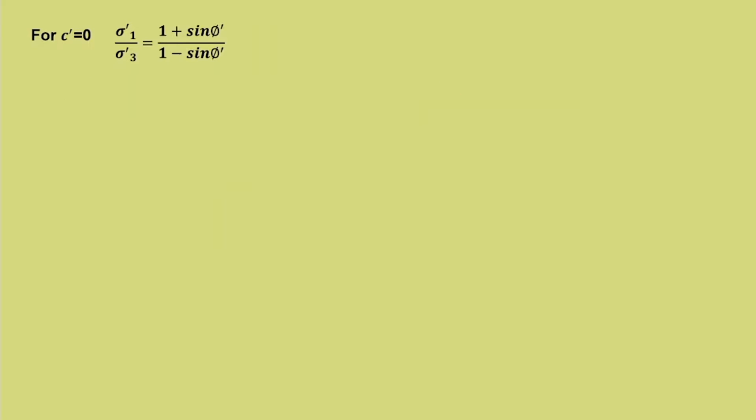Now, we have sigma 1 dash is equal to sigma 3 dash tan square 45 plus phi dash by 2. This is as per the Mohr Coulomb failure envelope. Now, this is not going to change, this remains same. So, we have what is the ratio. Now, this is for C dash is equal to 0. We are not considering cohesion for the time being.